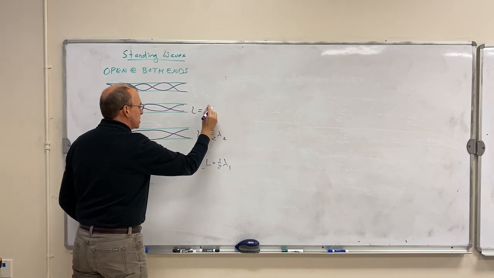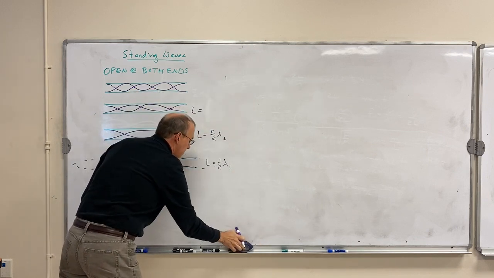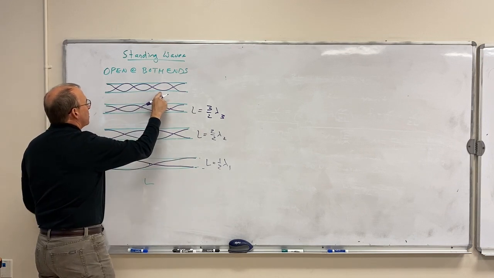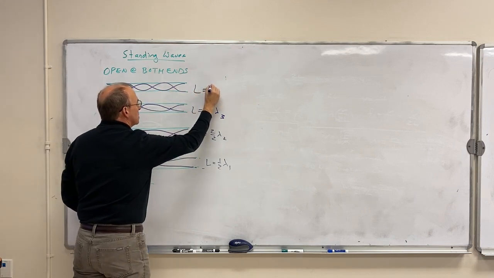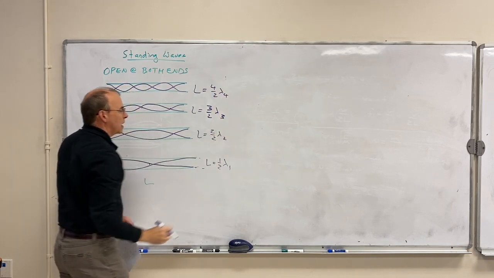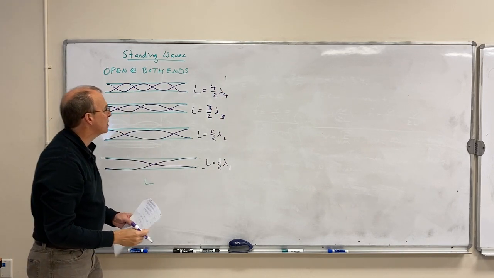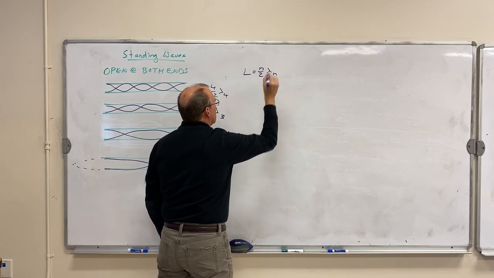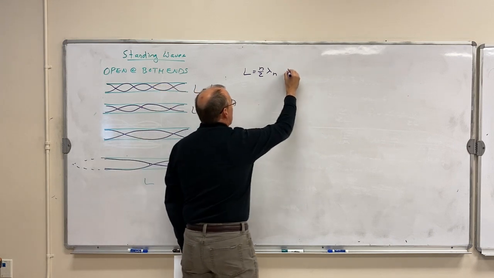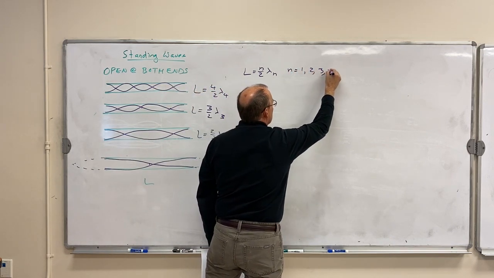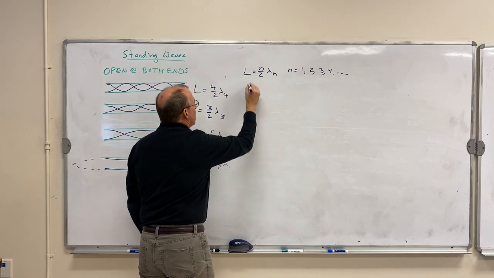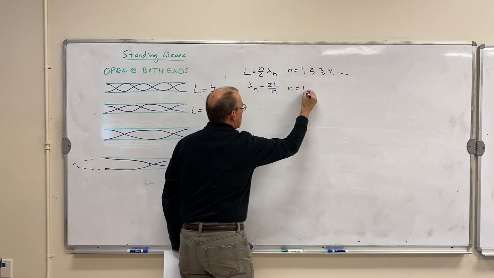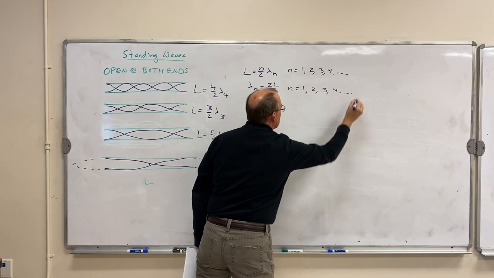Length is 3 halves lambda 3. 1/2, 2 halves, 3 halves, 4 halves, lambda 4. And I've got the same progression I had a moment ago. So I've got length is n halves, lambda n, where n is 1, 2, 3, 4, etc. Where lambda n is 2L over n, where n is an integer.